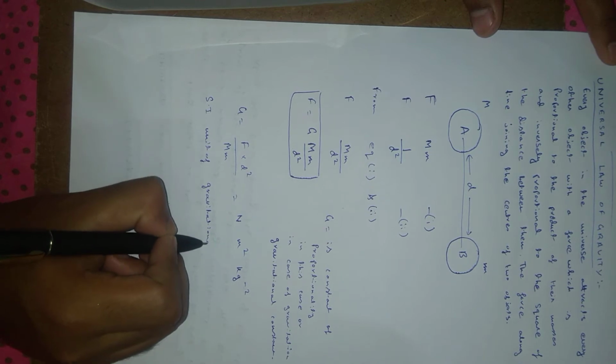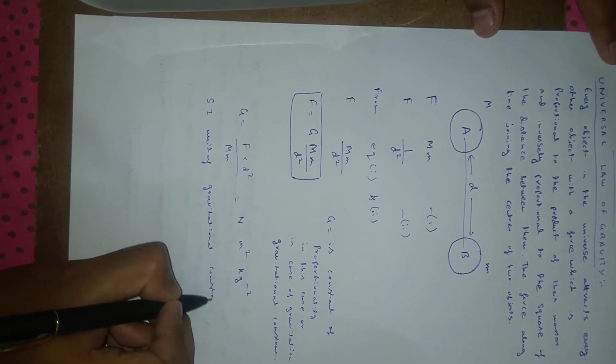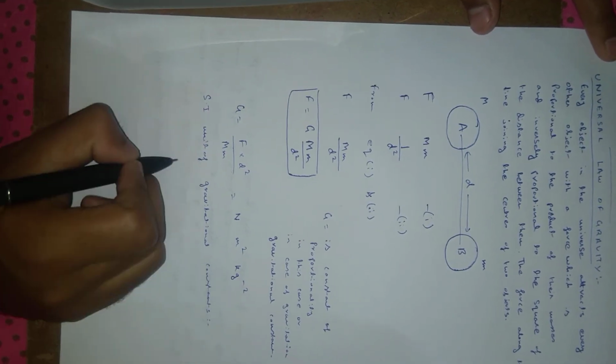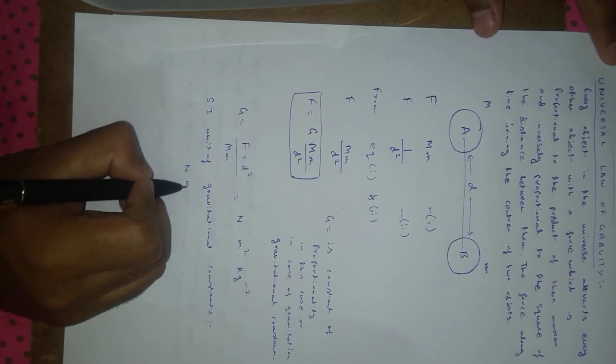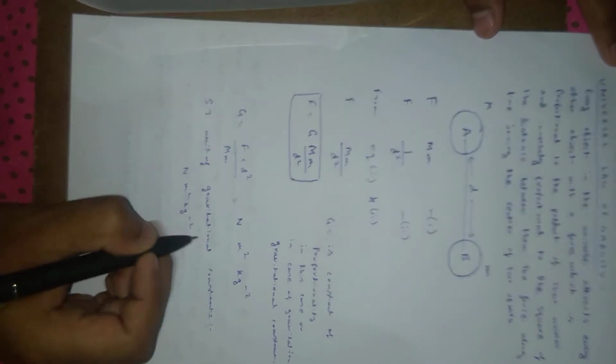Therefore the SI unit of the gravitational constant G is Newton meter squared kg to the power minus 2. So we have already found this.